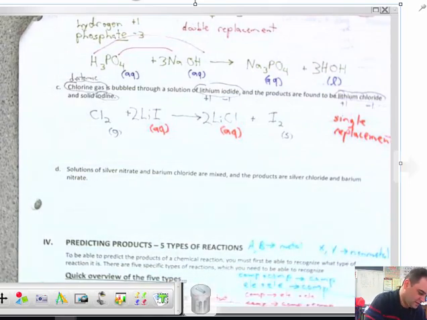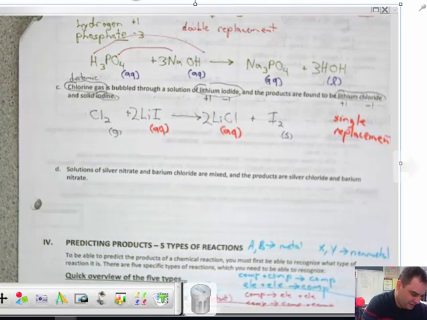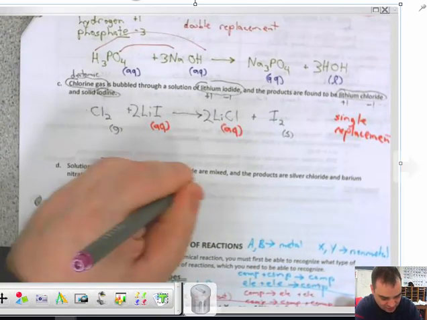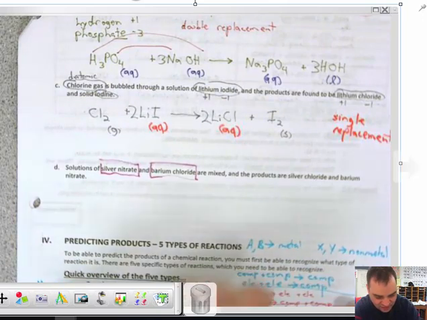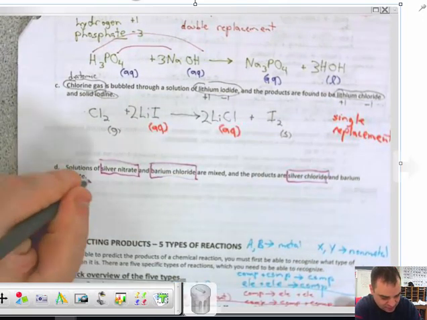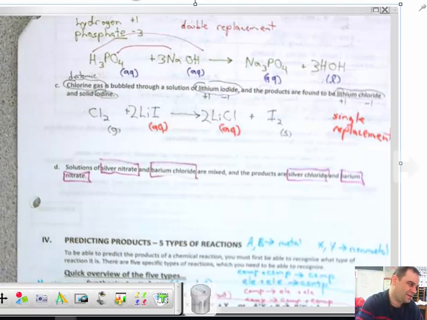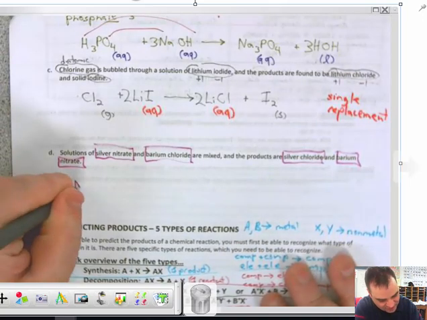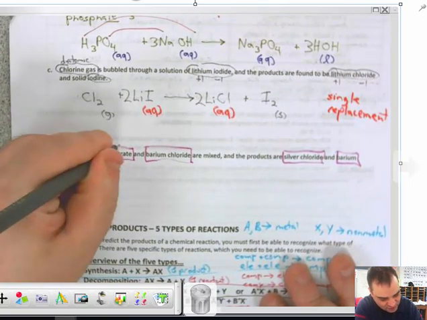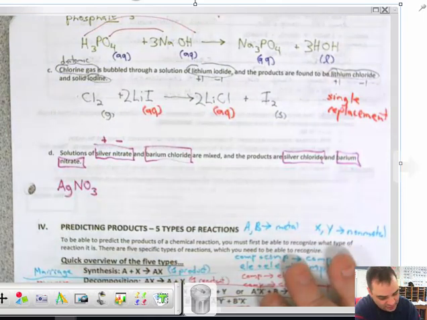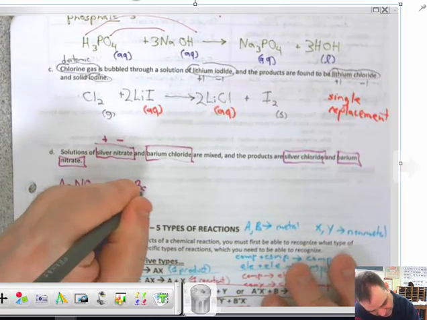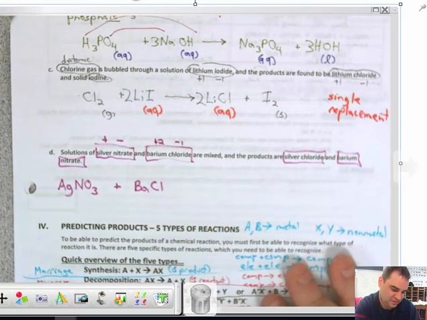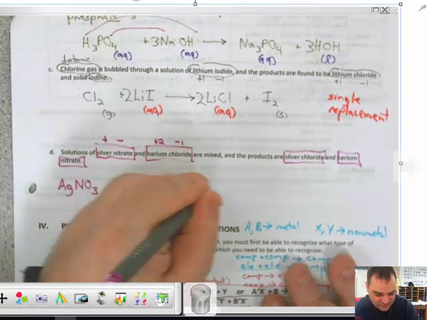Okay, last one here. Let's see if I can speed this one up here a little bit. Solutions of silver nitrate and barium chloride are mixed. The products are silver chloride and barium nitrate. Okay, here we go. Silver nitrate. Silver is Ag, nitrate is NO3. +1 and -1. Barium chloride. Barium is Ba, chloride is Cl. +2 and -1. BaCl2.